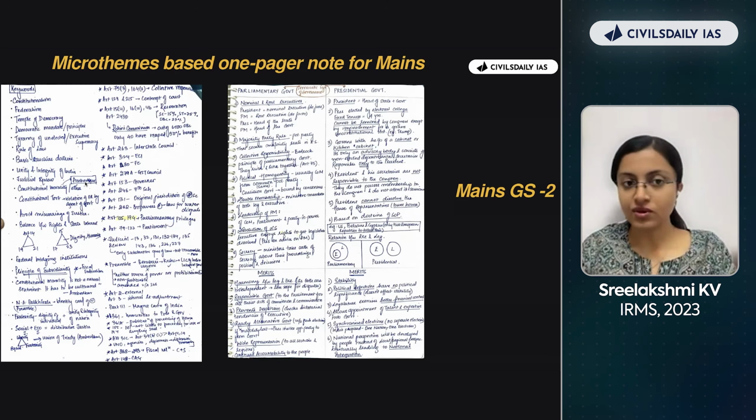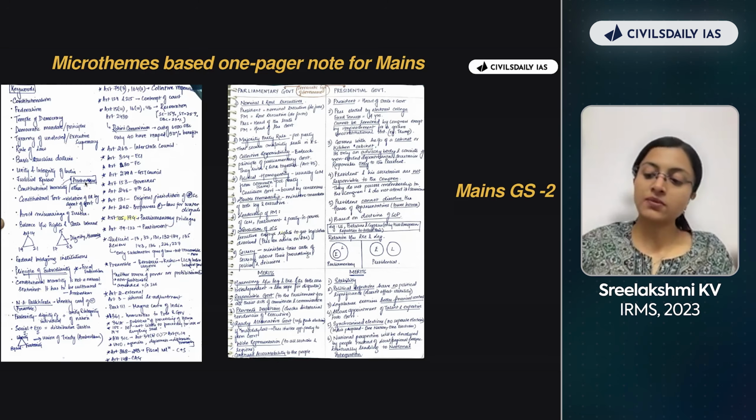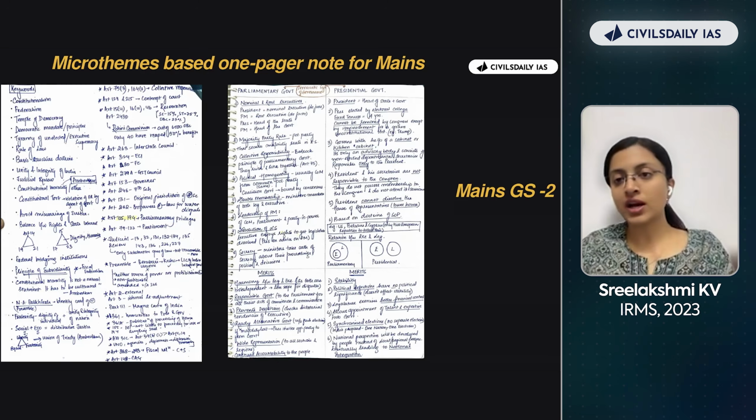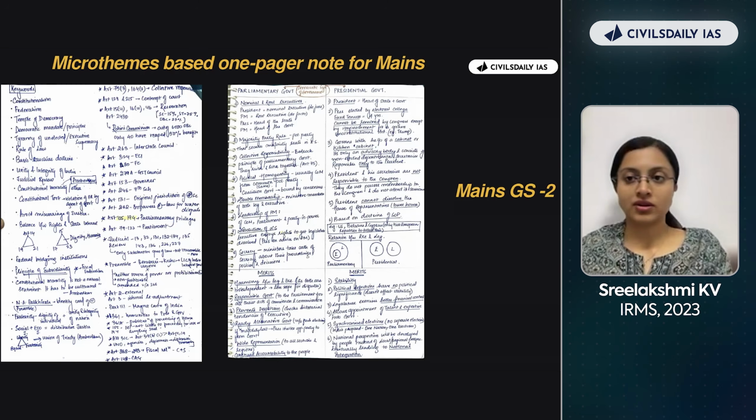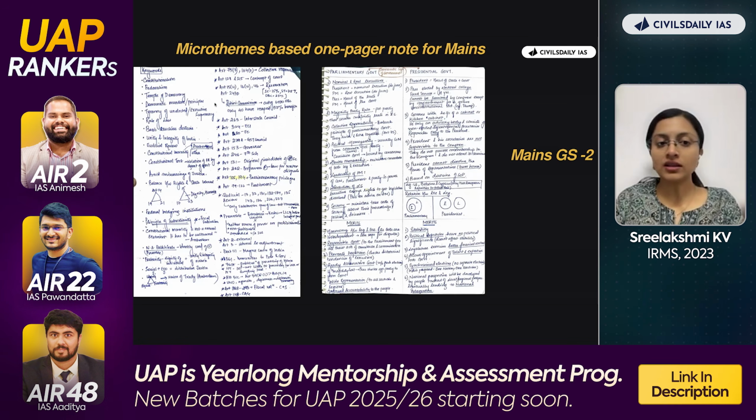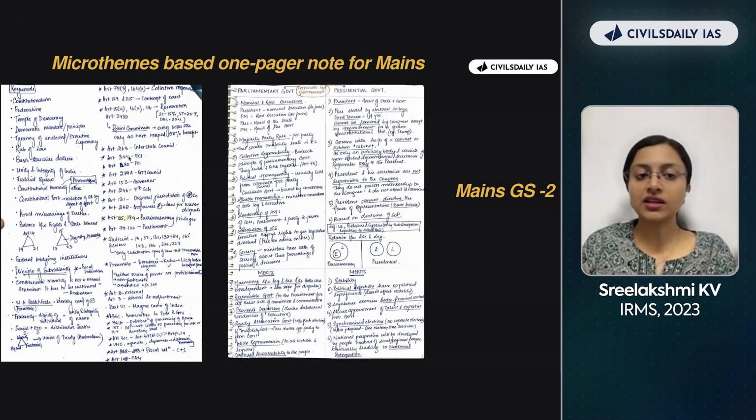So I have a list of keywords. Now I know that when I write polity answers, constitutional articles are very, very important. There is no compromise on that, right? So I have a list of important articles which I can use across my answers. Like if I have something related to elections, I can write a point on the Election Commission of India, and in the bracket I can add Article 324 of the Election Commission of India, right? So I have a list of articles like that.